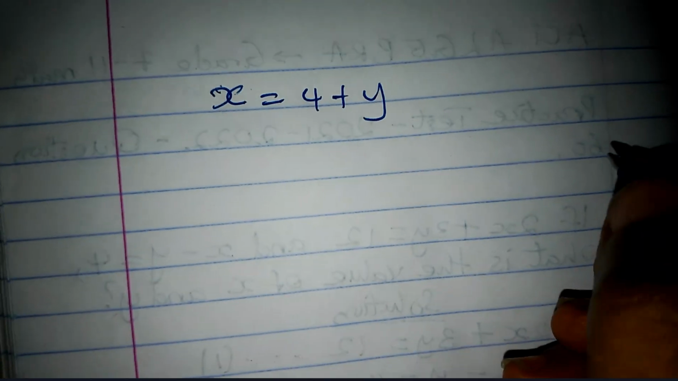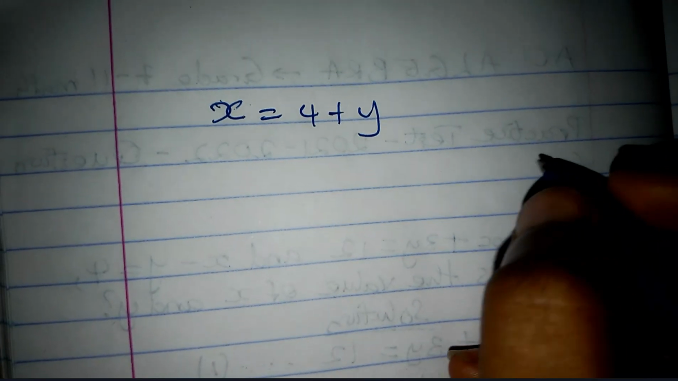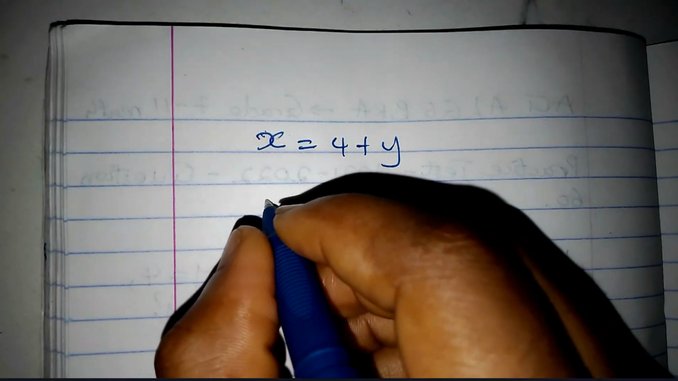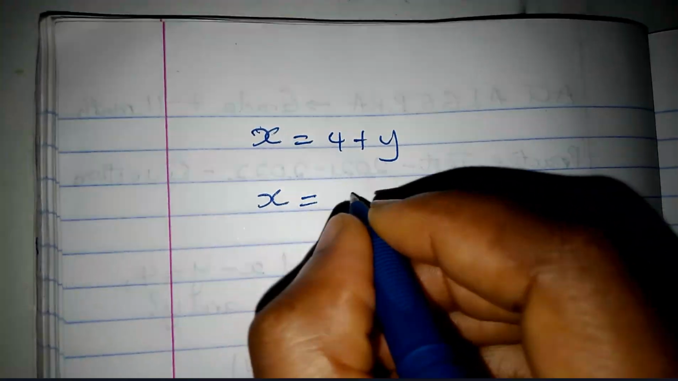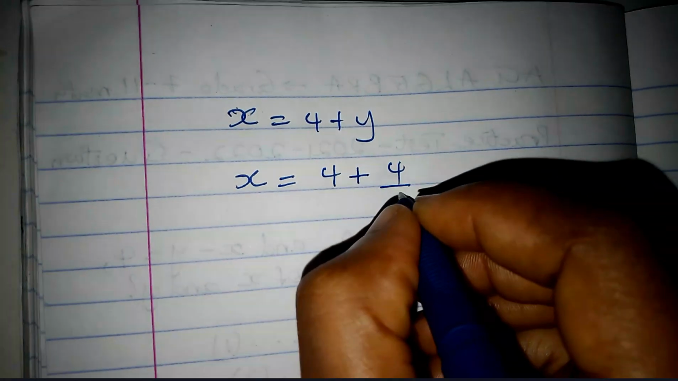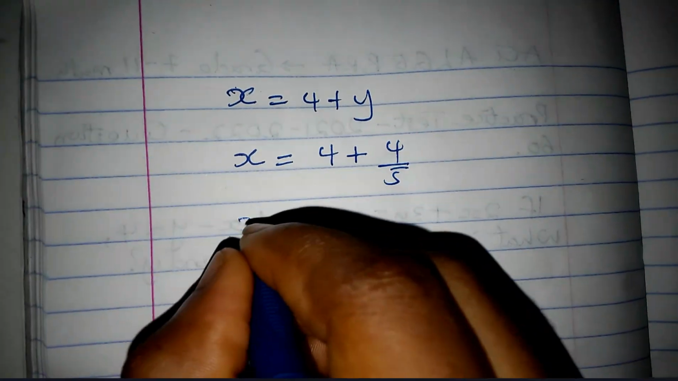From our third equation, we knew previously that x equals 4 plus y, right? And now we know that y is equal to 4 over 5. So we'll just substitute that here: 4 plus 4 over 5, in order to get x.